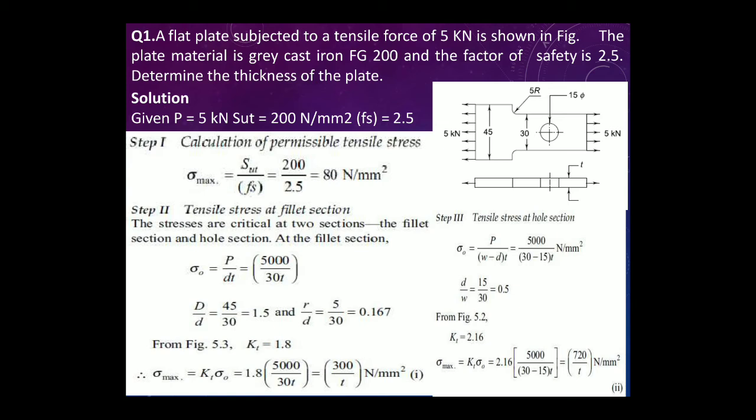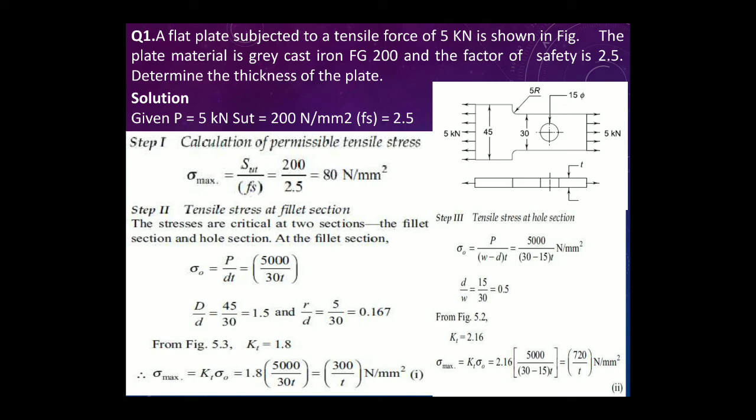So sigma max is equal to Kt into sigma o. So Kt is 1.8 into sigma o, which is 5000 divided by 30 into t, where t is the thickness of the plate. Now here t is unknown, so sigma max is equal to 300 by t Newton per mm square.